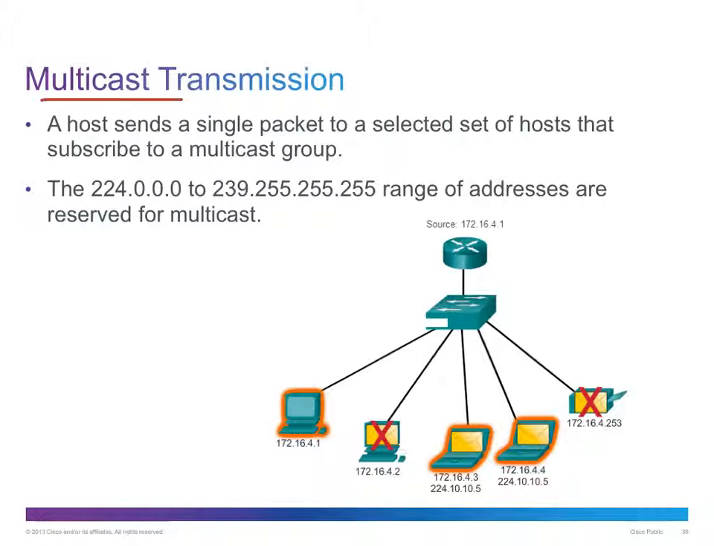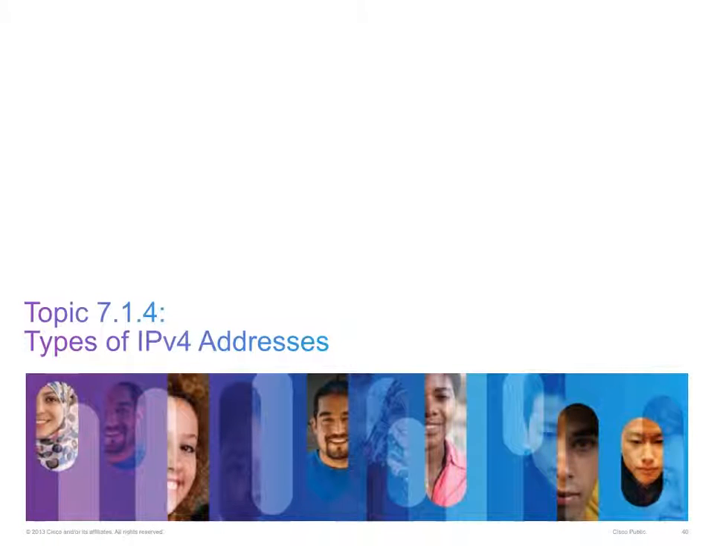Multicast transmission. The host sends a single packet to a selected set of hosts that subscribe to the multicast group. We have a whole group of addresses for multicast. These are reserved for multicast. Alright. Done for that.